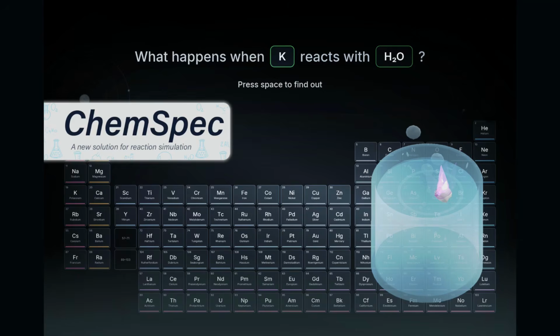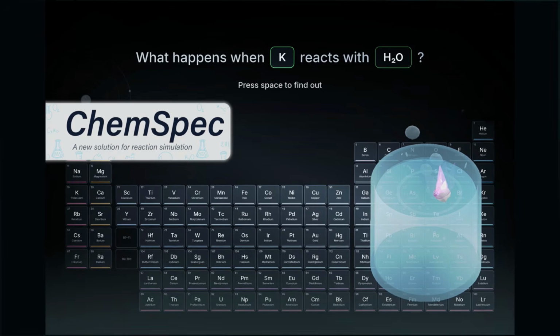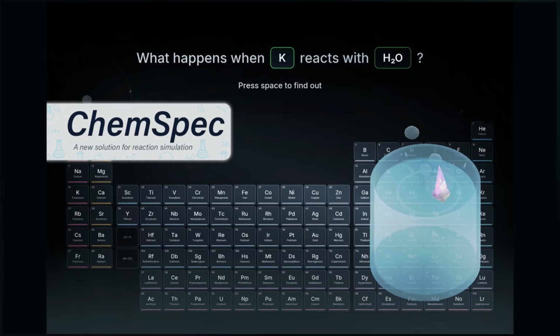ChemSpec brings together chemical reasoning, molecular visualization, equation balancing, and laboratory simulation within a single platform, making complex reactions clearer, experimentation more accessible, and chemistry far more engaging to explore.